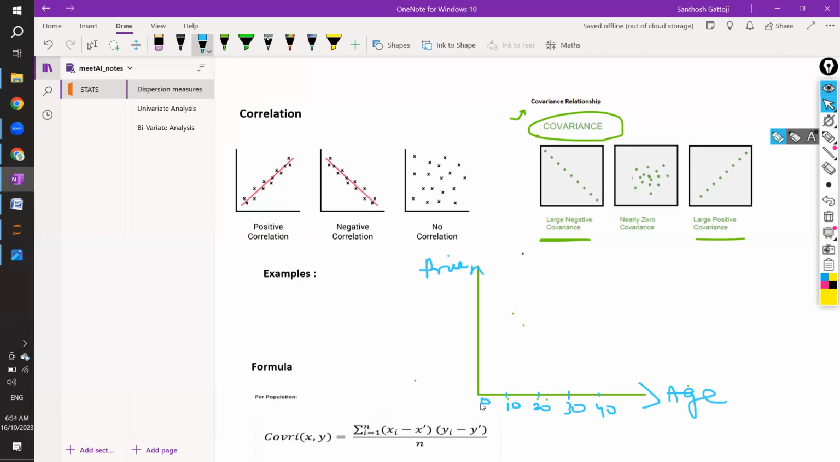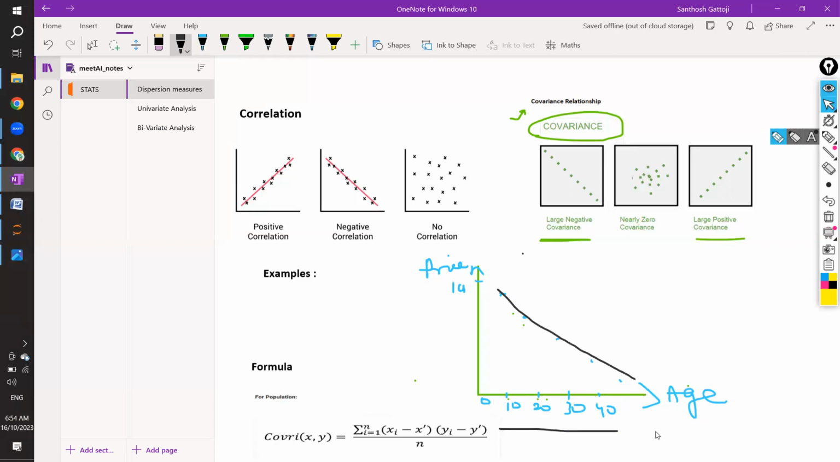At zero age, that means a very newly built house, it might give you like 1 CR, fine. After that, for 10 years, the price might decrease a bit. 20 years still decrease, 30 years still decrease, 40 years still decrease, 50 might decrease again, fine. So now if you try to plot a graph, it will look like a downfall graph. Agree?